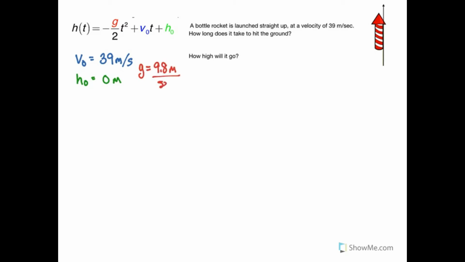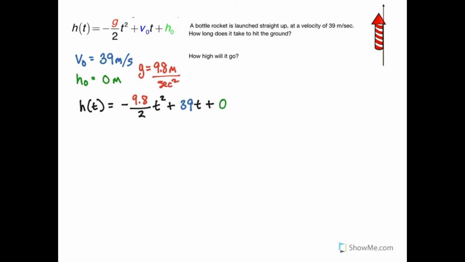A bottle rocket is launched straight up at a velocity of 39 meters per second. How long does it take to hit the ground, and how high will it go? Again, since this is motion straight up, we're going to use the basic equation and fill in the values. We have an initial velocity in this case. V naught is given to us to be 39 meters per second. The initial height isn't given, so we assume that it's 0 meters. And since we're measuring things in meters, we use the value of g as 9.8 meters per second squared.